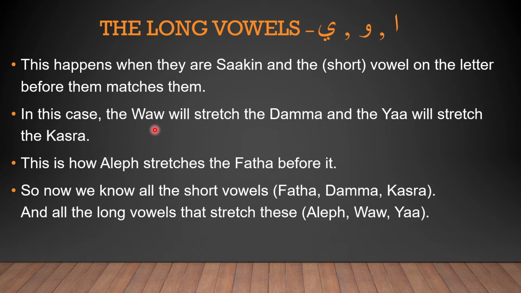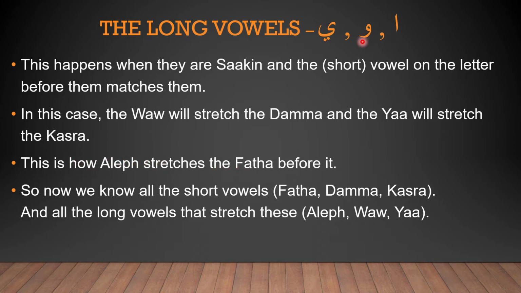In that case the Waw will stretch the Dhamma. So instead of being short U, it will become a long U if it has a Waw sakin. And the Ya will stretch the Kasra. So instead of being a short I, it will become a long E. This is also how Alif stretches the Fatha just before it.